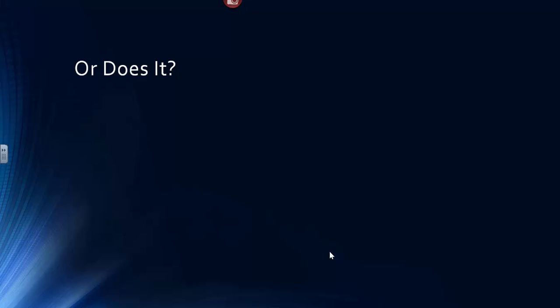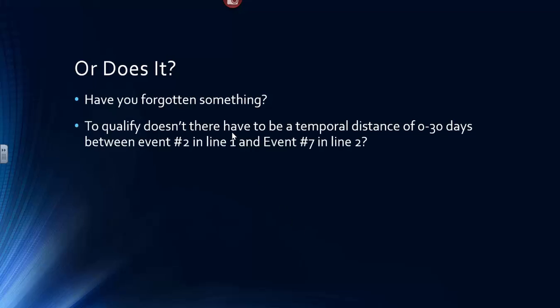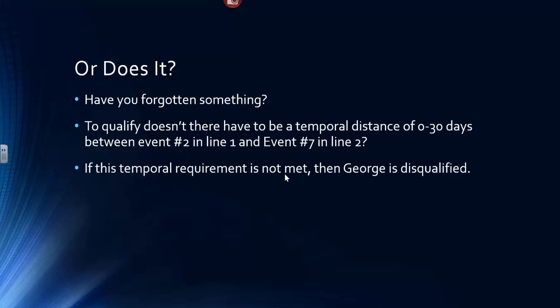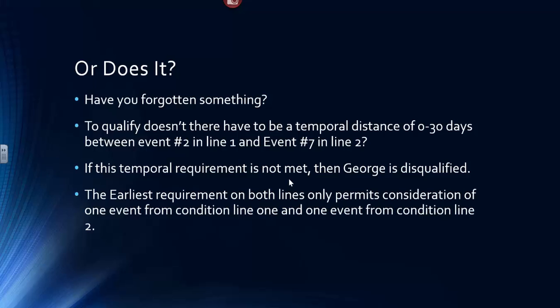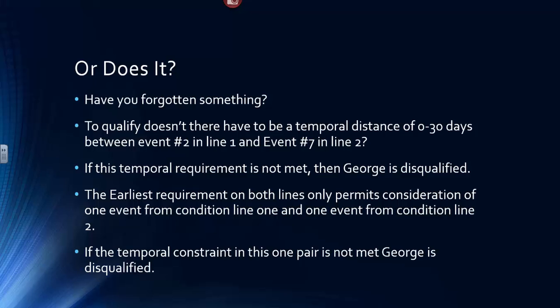But it really doesn't, does it? Why? Have you forgotten something? To qualify, doesn't there have to be a temporal distance of 0 to 30 days between event number 2 in line 1 and event number 7 in line 2? If this temporal requirement is not met, then George is disqualified. The earliest requirement on both lines only permits consideration of one event from condition line 1 and one event from condition line 2. If the temporal constraint in this one pair is not met, George is disqualified.